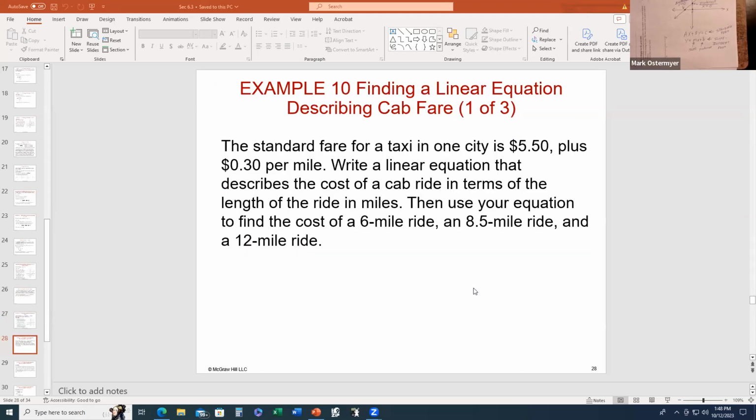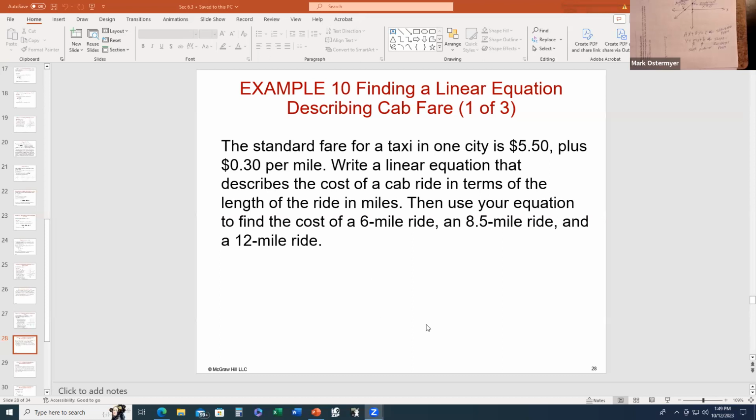All right, hey, we finally made it, ladies and gentlemen, to applying linear equations to the real world. Suppose that the standard fare for a taxi in one city is $5.50 plus 30 cents per mile. Let's try to write a linear equation that models the cost of a cab fare. Then we will use the linear equation to find the cost of a cab fare if we ride for 6 miles, or take an 8.5 mile ride, or a 12-mile ride.